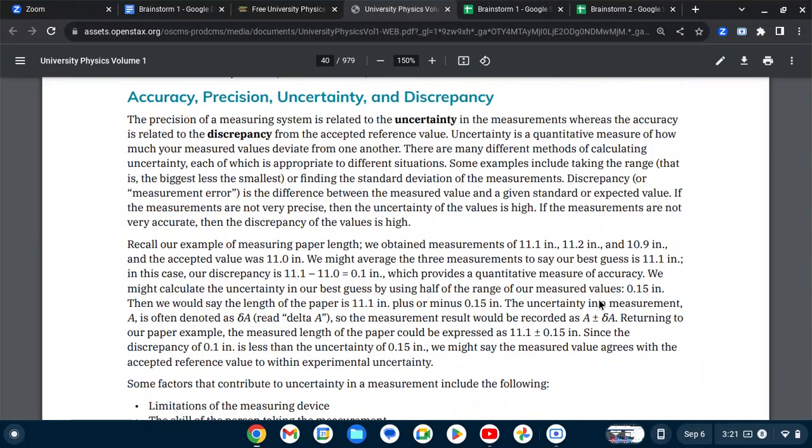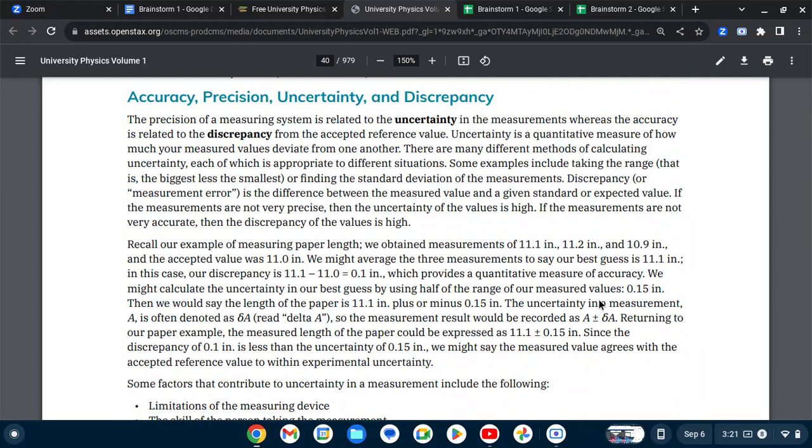Accuracy, precision, uncertainty, discrepancy. The precision of a measuring system is related to the uncertainty in the measurements, whereas the accuracy is related to the discrepancy from the accepted reference value. Uncertainty is a quantitative measure of how much your measured values deviate from one another. There are many different methods of calculating uncertainty, each of which is appropriate to different situations. Some examples include taking the range, or finding the standard deviation of the measurements.